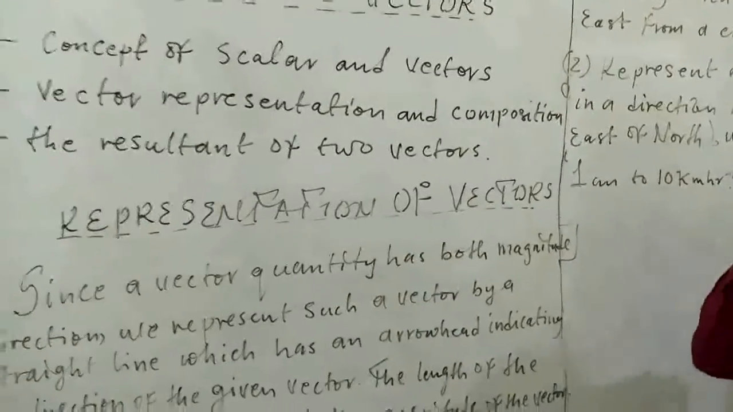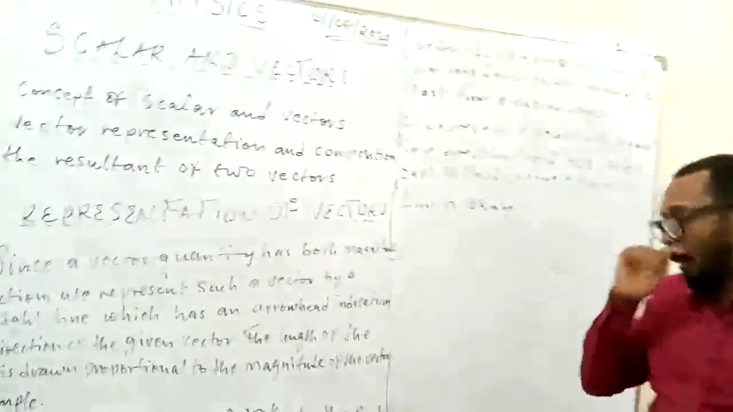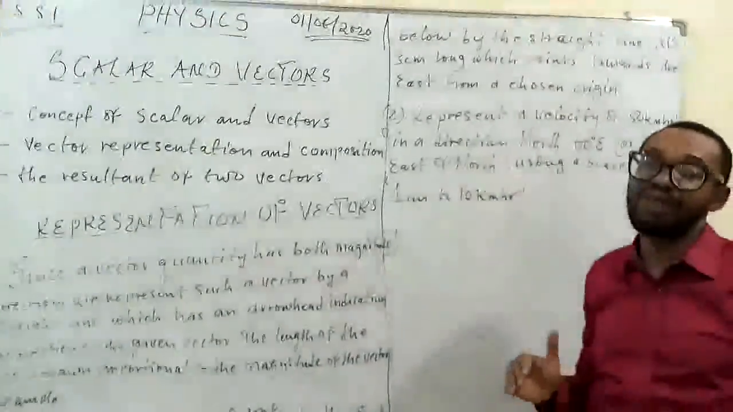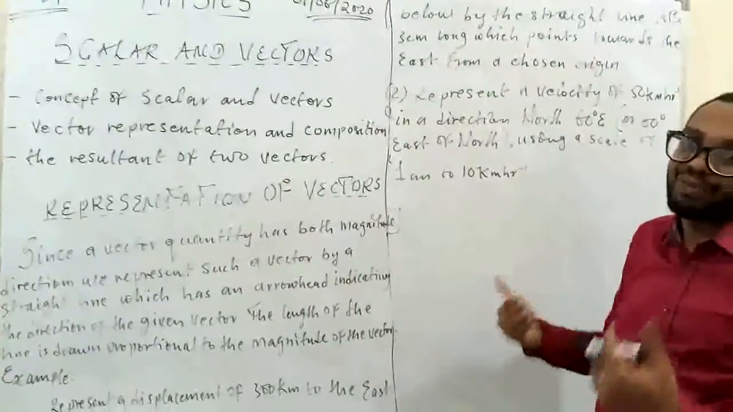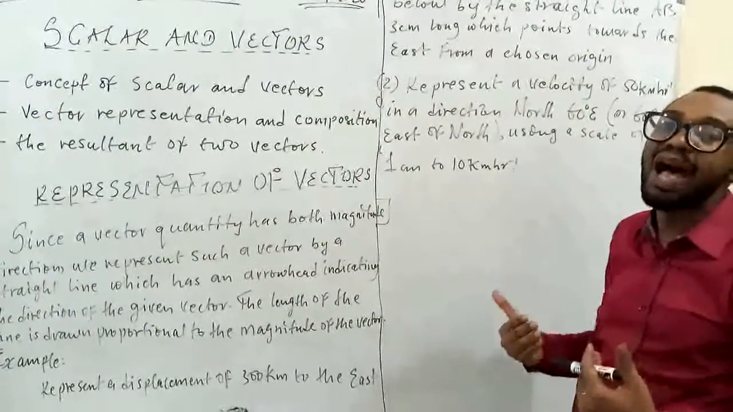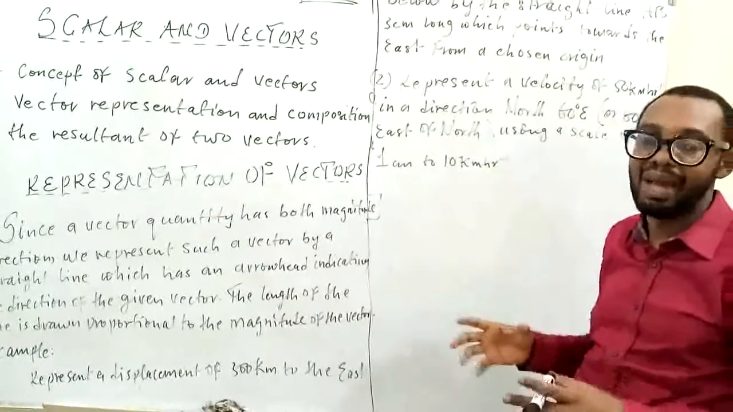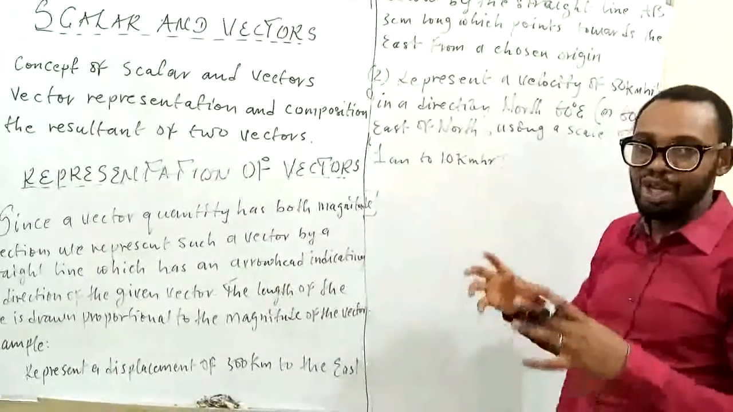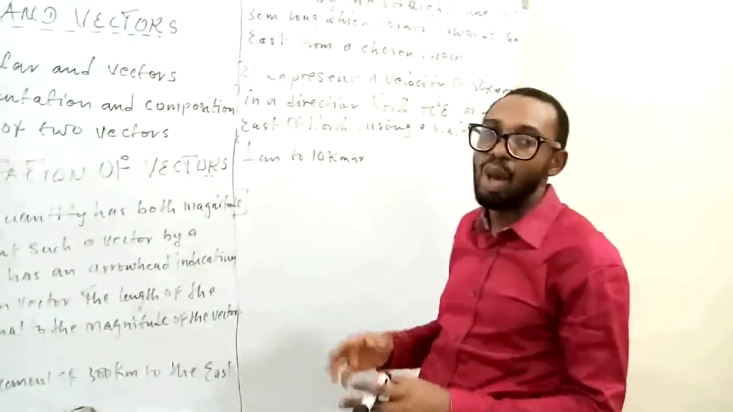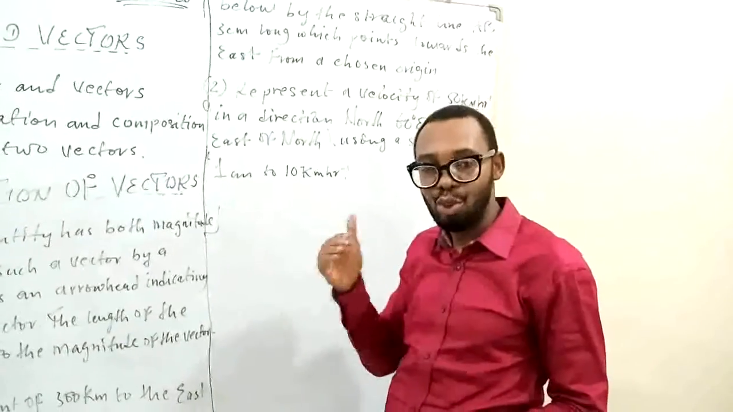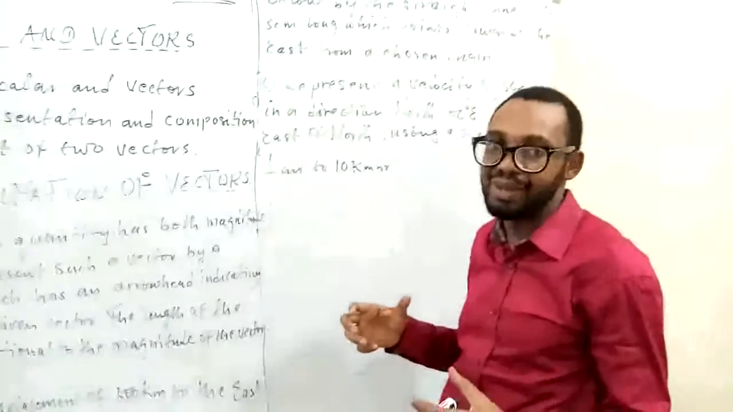Okay, now we are on to representing vectors. How do you represent vectors is what we're going to look at now. What gave us rise to representing vectors is because they don't just have magnitude. They have both magnitude and direction. When you see the numerical value, you can also see the direction to which that value is.